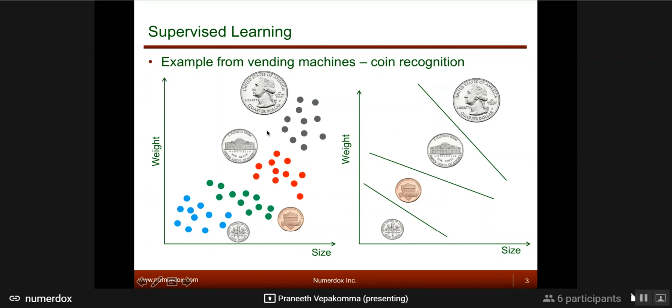There's a very clear separation between the patterns because you know the label beforehand that this group belongs to quarter, this group belongs to 5 cents, this is the 1 cent group, this is the dime group, as colored, and this is the supervised setting. You have the input data of size and weight, which are your observations, and for each observation the label is tagged already. It tells you beforehand that these are coming from this kind of coin. So all your model needs to do is be able to classify this.